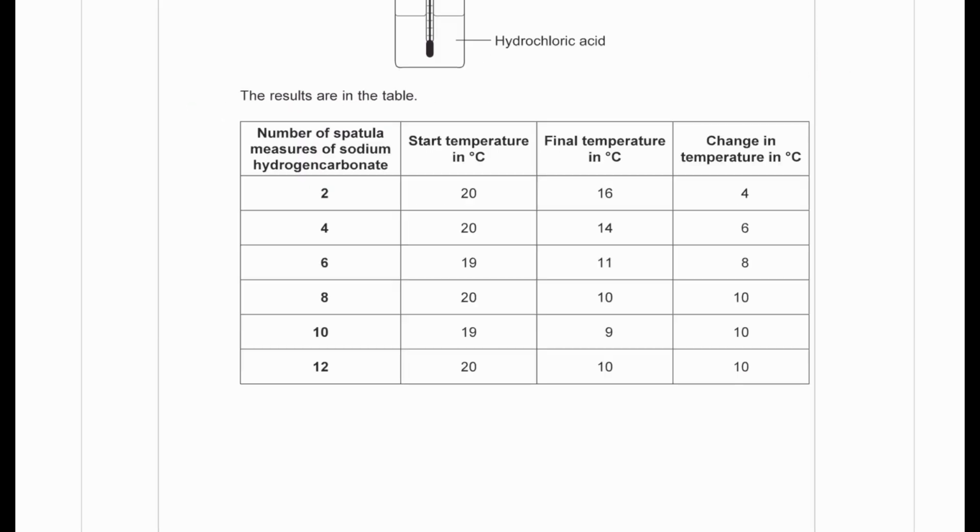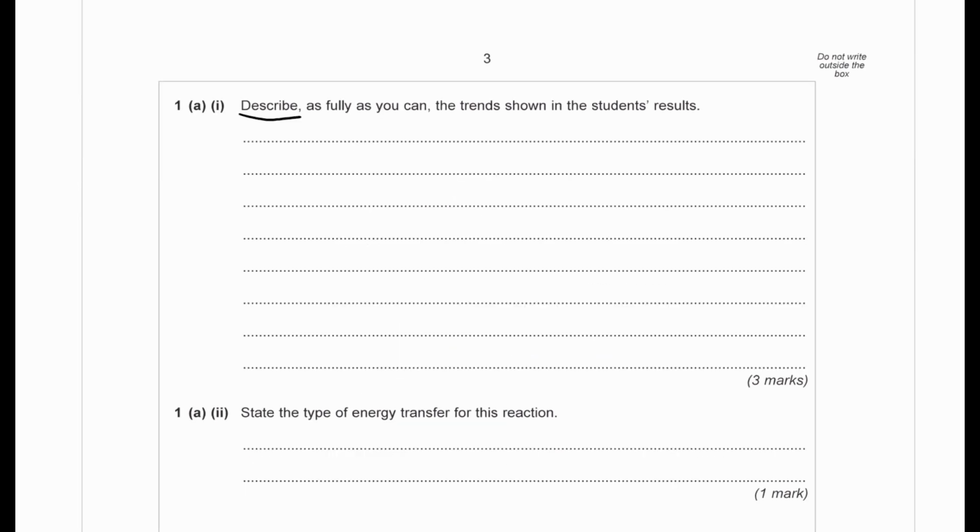So let's go back again. What we're going to say is that the change in temperature we can see increases as we increase the number of spatulas of sodium hydrogen carbonate. That is until we get to 8 spatulas, because then the temperature change is 10 degrees Celsius, and after that it doesn't change. Alright, and so that's basically what we're going to say.